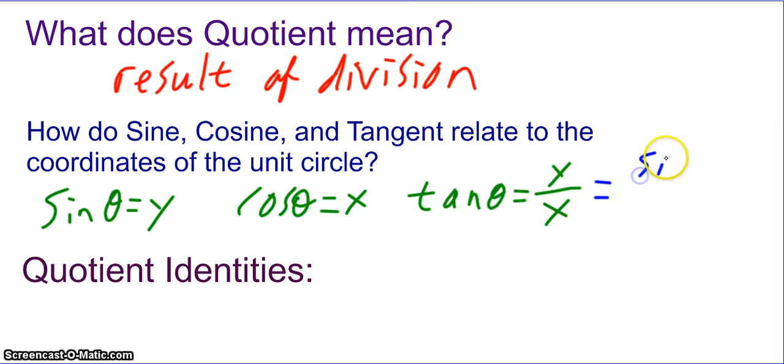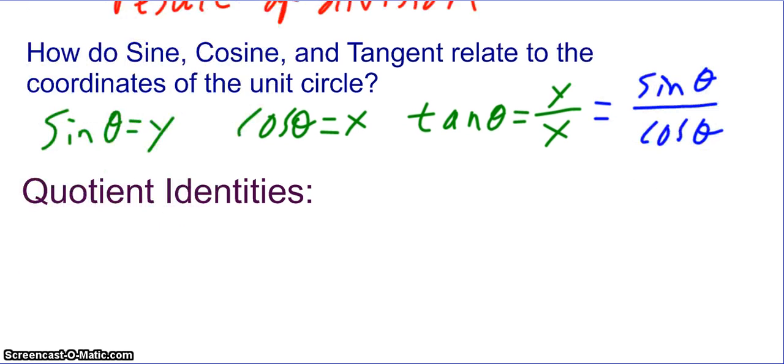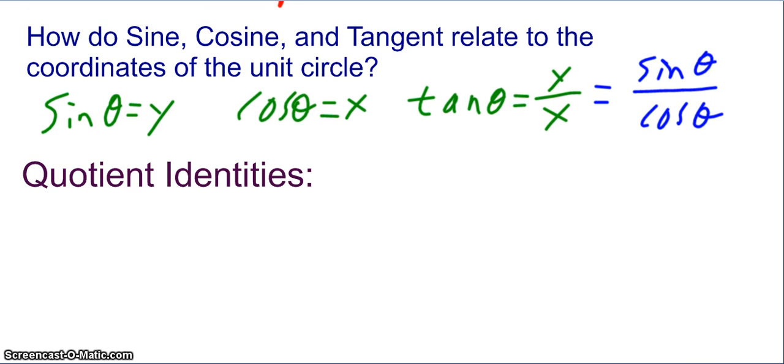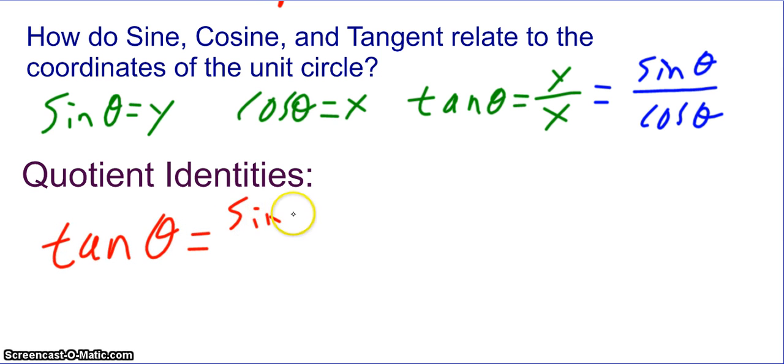That's telling me that it is sine of theta over cosine of theta. So that right there is the first of our 2 quotient identities. Our quotient identities say tangent of theta is sine of theta over cosine of theta.